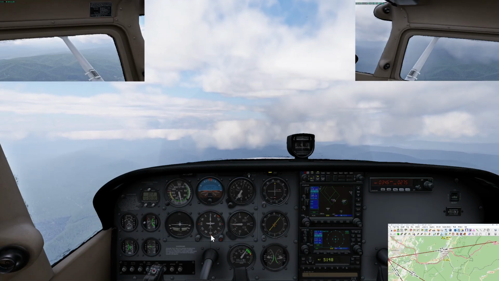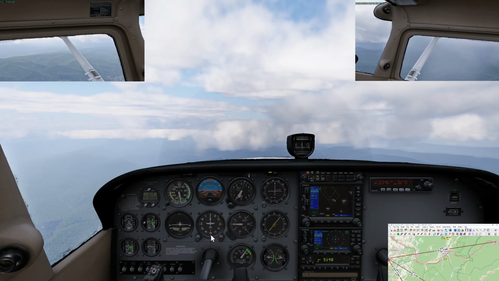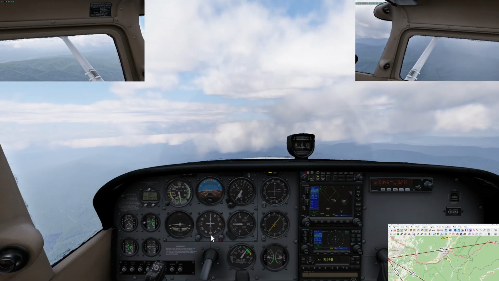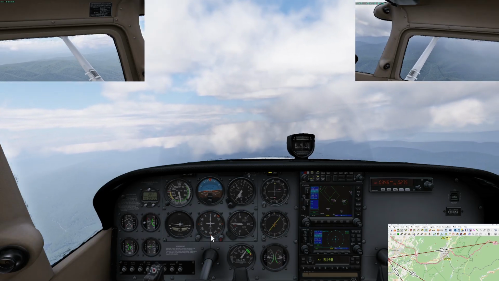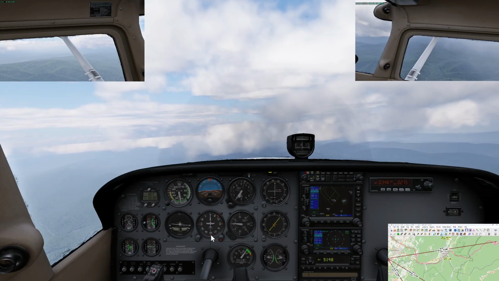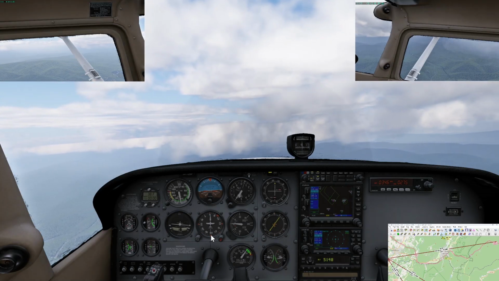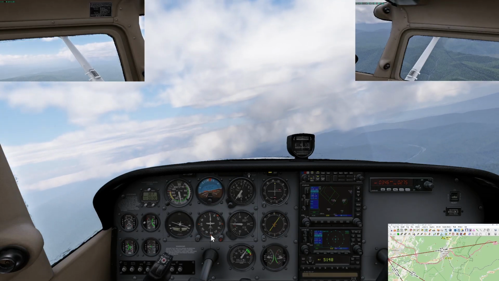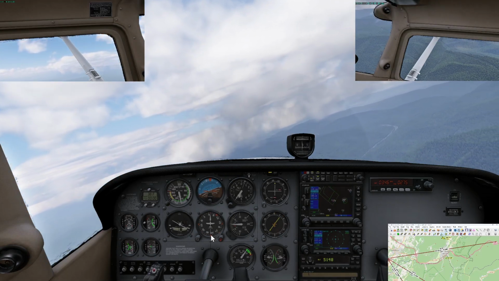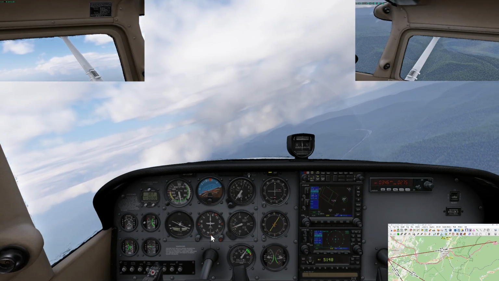Suppose we weren't really sure. I know I have to track it outbound, but if I'm really unsure, remember, the pointer always tells us what direction to turn in. It tells us what side of the airplane the course might be on. I'm not sure. I'm going to go to 090 real quick to see what the pointer tells me. Hey, sometimes it happens.